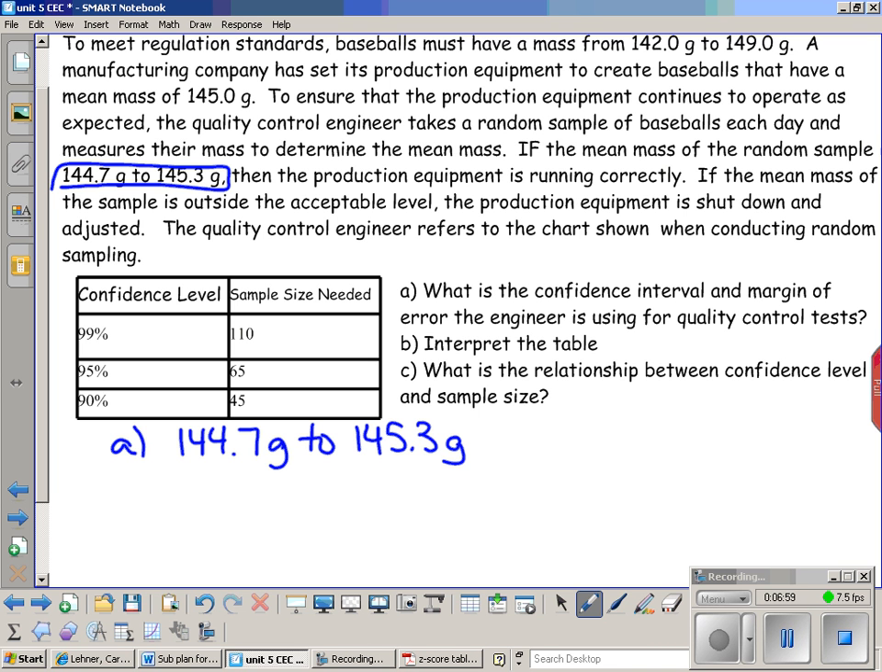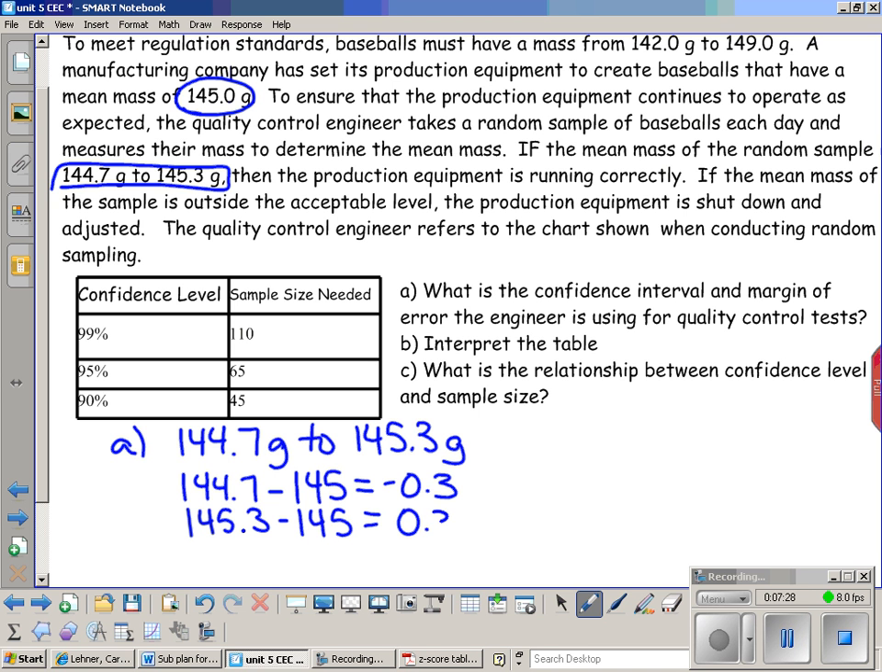The margin of error. Well, what was the mean mass that they were aiming for? It was 145. So what we want to do is find out what the interval is off of this 145. So we take 144.7, and we subtract the mean, and we get negative 0.3. We take 145.3, and we subtract the mean, and we get 0.3. So our margin of error is plus or minus 0.3. That's what gives us our interval.